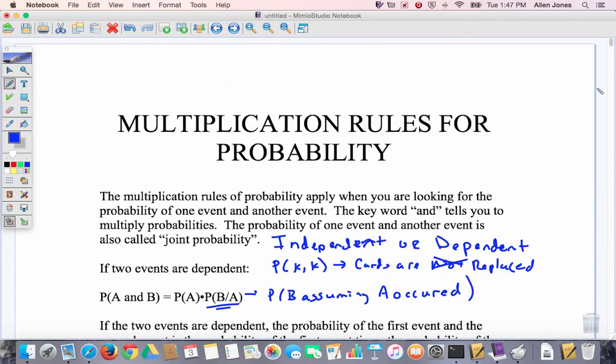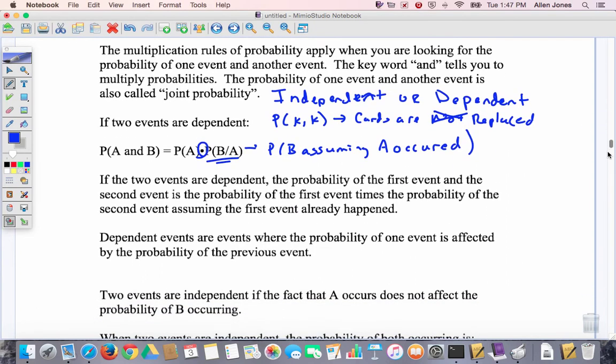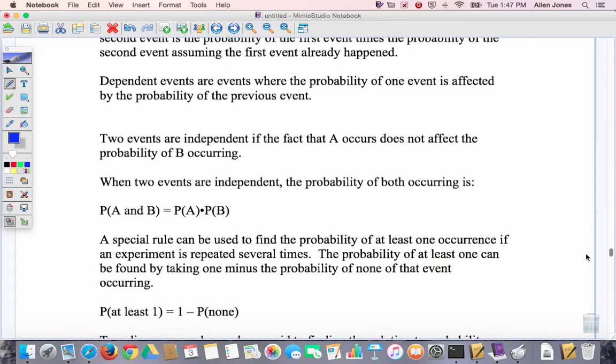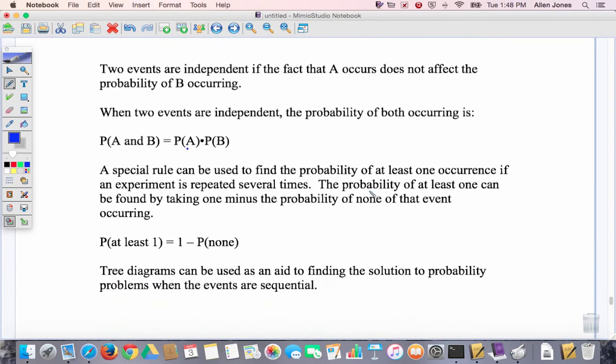Also noting here that back in our addition rules, we added our probabilities together. Notice that we are multiplying these 2 probabilities together. The probability of A times the probability of B, assuming that A has occurred. If our 2 events are independent, so the probability from one event doesn't affect the probability of the next one, then it's simply the probability of A times the probability of B. So the probability of a king times the probability of a king gives us our probability of both a king and a king.